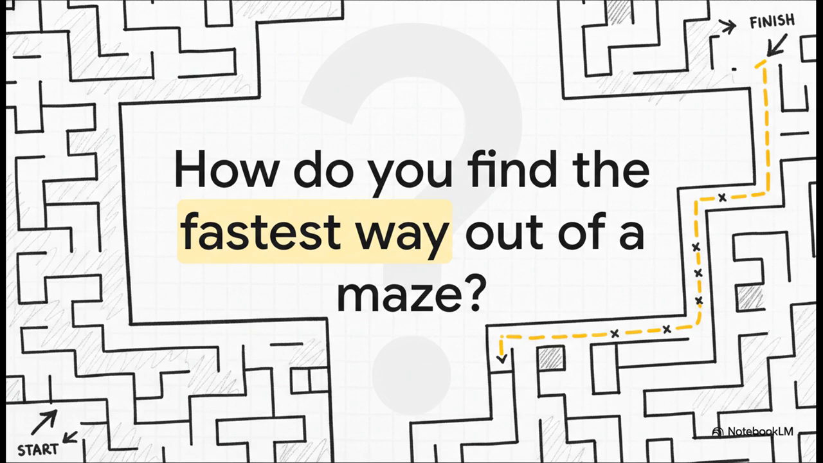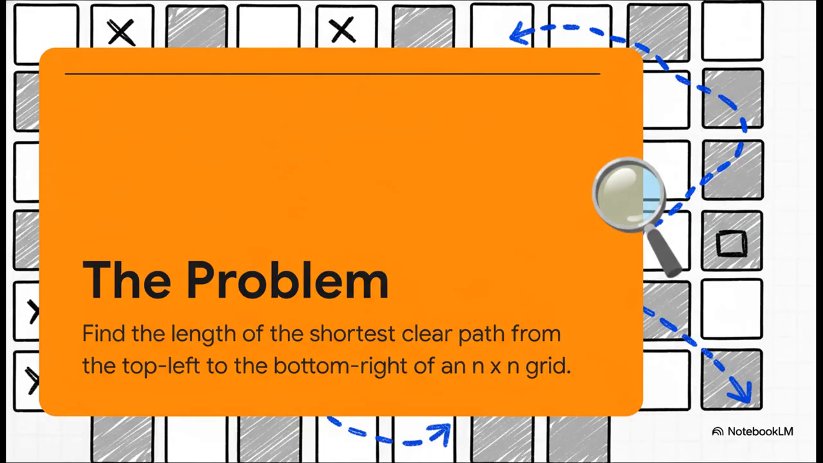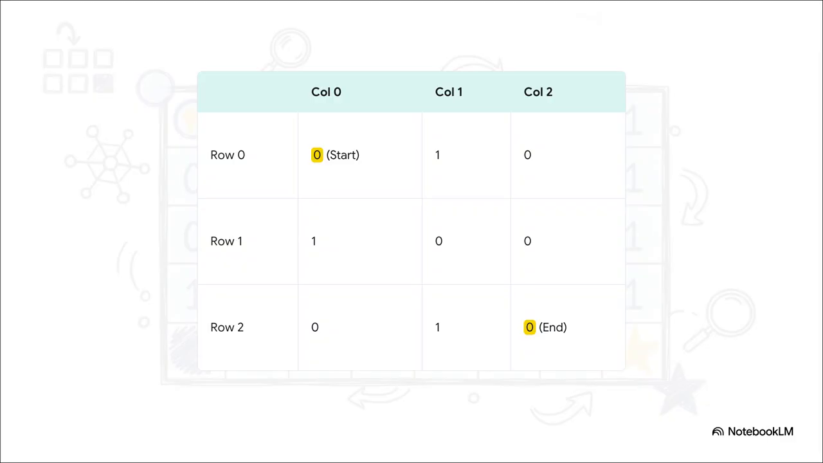Simple as that. So to put it a bit more formally, what we're given is this square grid. Our job is to get from the top left corner all the way to the bottom right corner, and we need to find the absolute shortest clear path to do it. Okay, so this is what it looks like in practice. This grid is our maze. Think of the zeros as your open hallways, and the ones, those are solid walls you just can't go through. And you can see our mission: get from that highlighted start cell to the end cell.